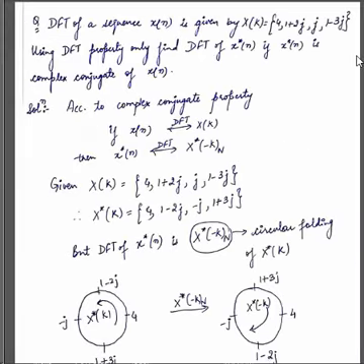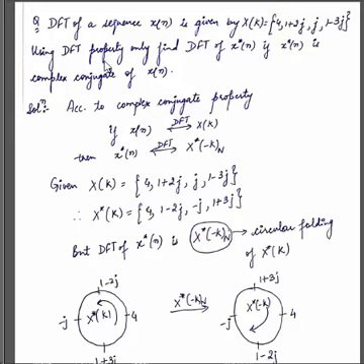Now we will do some numericals related to properties of DFT. First question: the DFT of a sequence x of n is given by X of k equal to 4, 1 plus 2j, j, 1 minus 3j. X of k contains 4 samples, so it is a 4-point DFT.